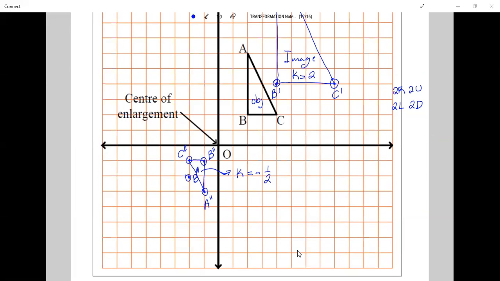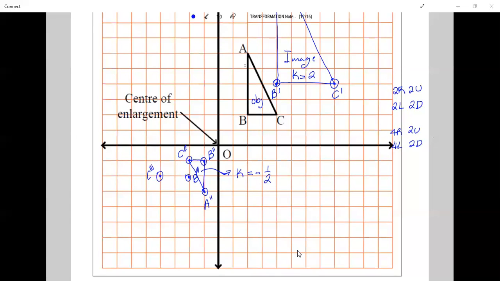Now, from the center to C, it's 4 right and 2 up. Now, to get to the image, I have to go 4 left and 2 down. So the distance is the same because the scale factor is 1. The direction is opposite because the scale factor is negative. So I have to go 4 left and 2 down. This would be the new position of C. This is C triple prime.